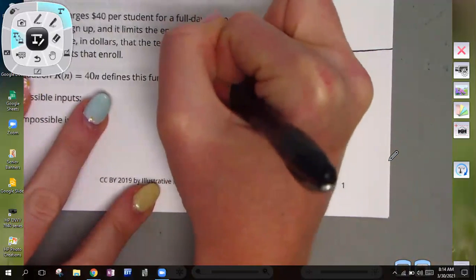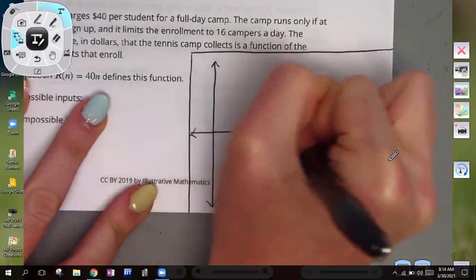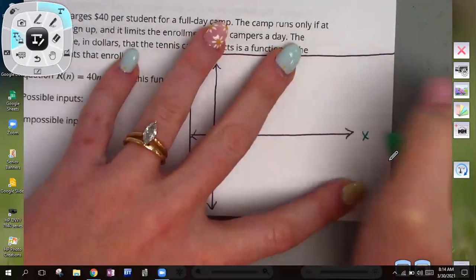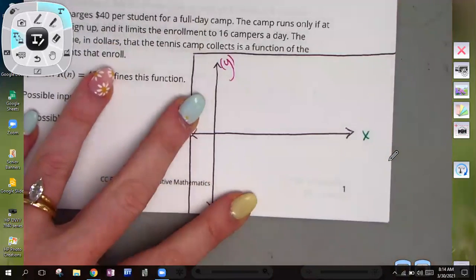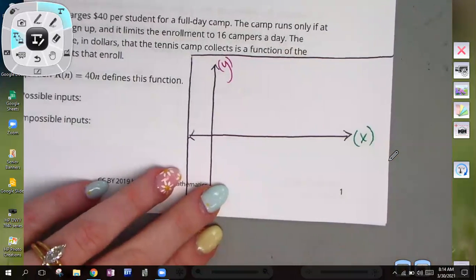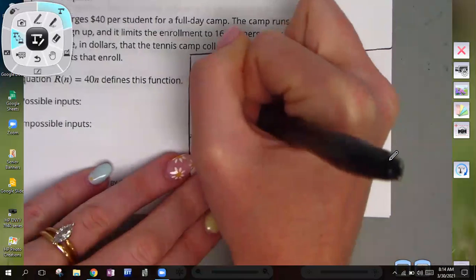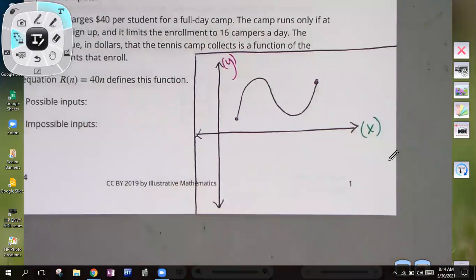Okay, so I'm going to start off with drawing a little coordinate plane. Okay, I have my x-axis and I have my y-axis. Now I'm going to draw me a little function here. Okay, it looks like that. Doesn't have to be perfect.